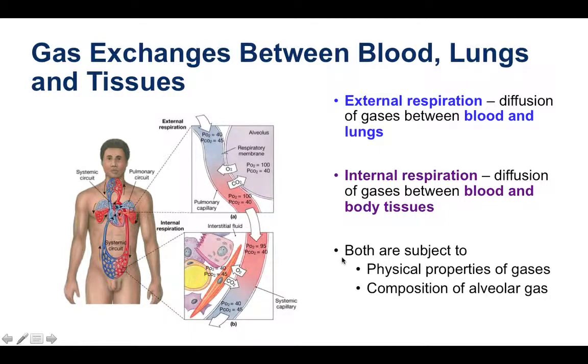In this video, we're going to look at external respiration and internal respiration. Remember that external respiration is the exchange of gases between the alveolus in the lungs and the blood, and internal respiration is exchange of gases between the blood and the body tissues.